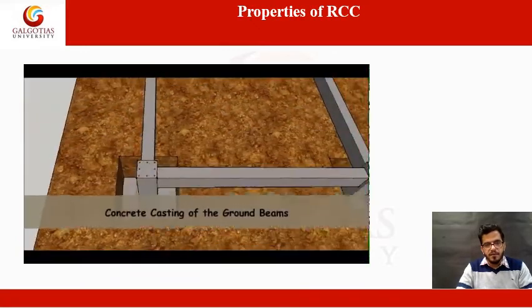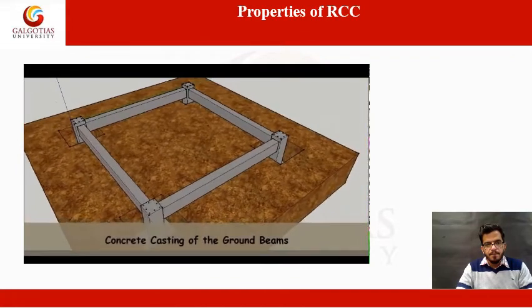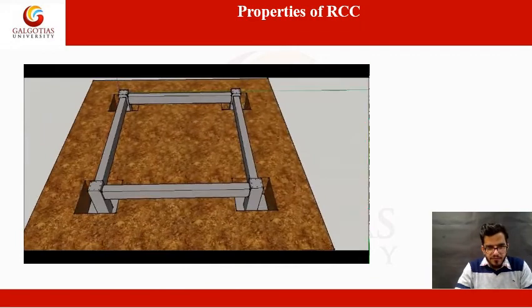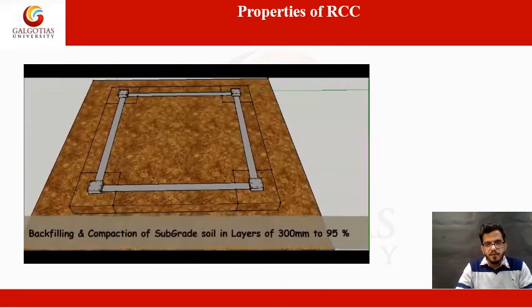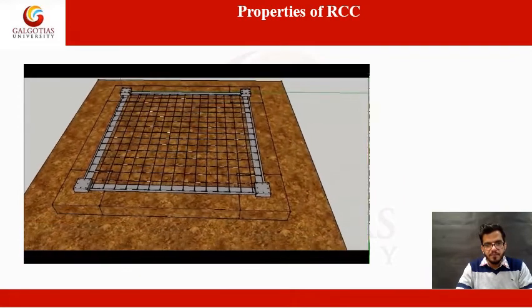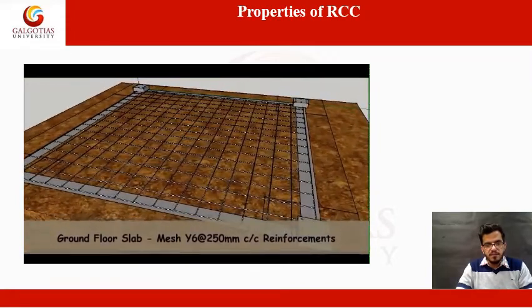The primary form has been created. Then this whole structure is backfilled. The ground floor slab mesh has been created with the reinforcement. Casting of the ground floor slab is done, 100 mm thick.